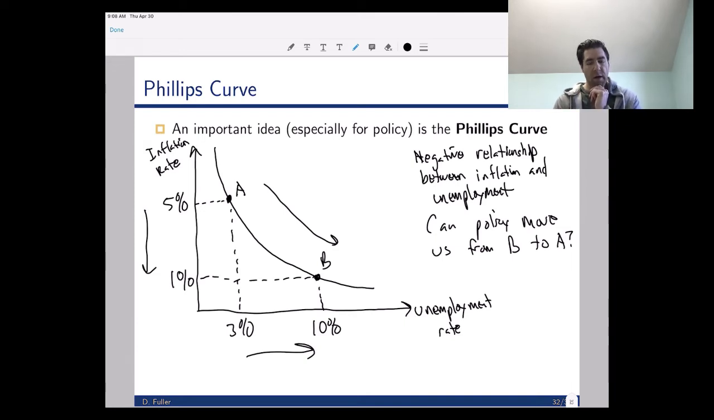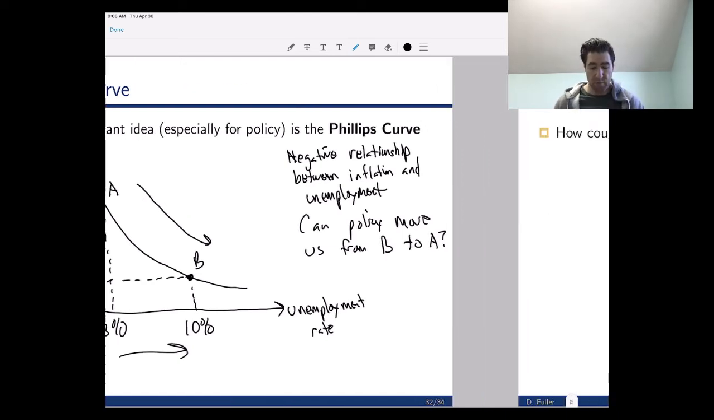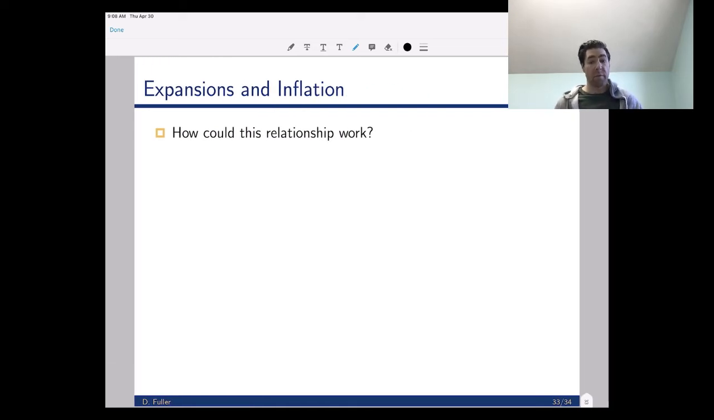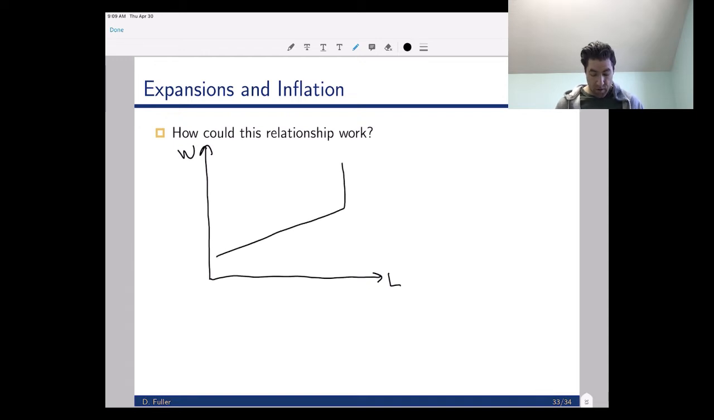All right, so how might that work in our model? How could I explain this relationship? On the one hand, it's fairly straightforward to explain. If I look at our model, especially in an expansion, I'm going to draw my labor market here. So I have the quantity of labor and the wage, and I have labor supply, and that vertical part is going to be the important aspect here, where I hit the number of potential workers, and I can't hire any more workers beyond that point.